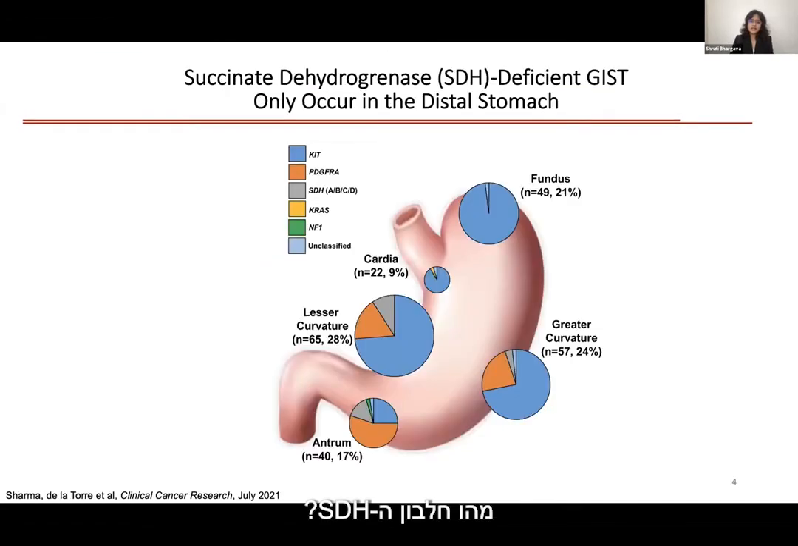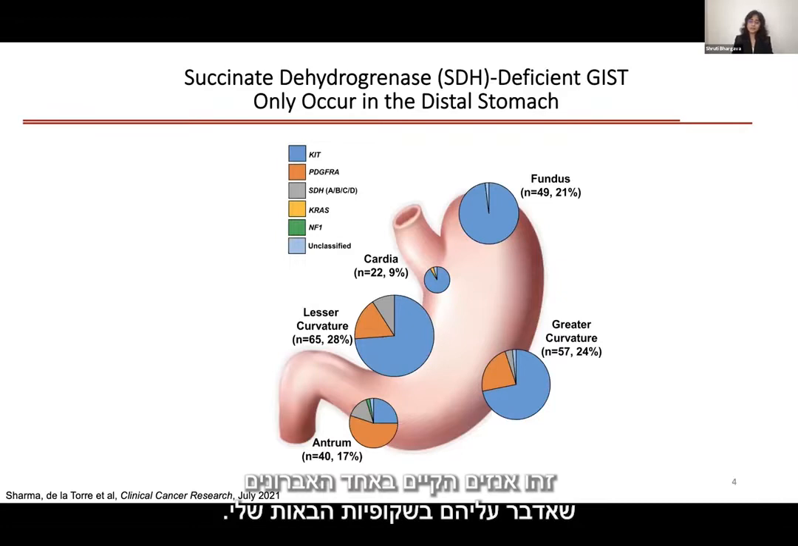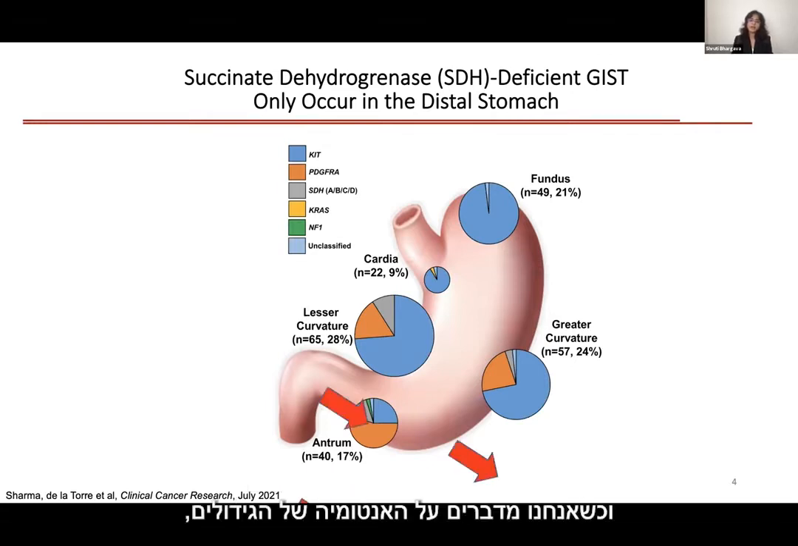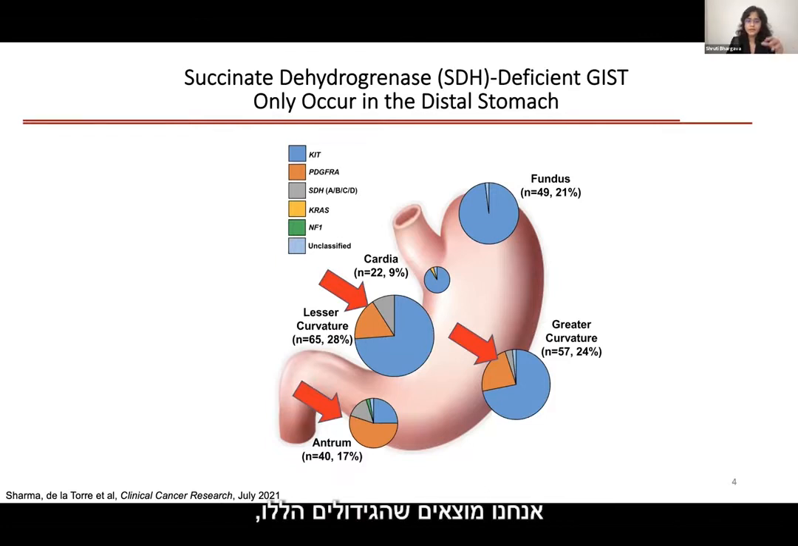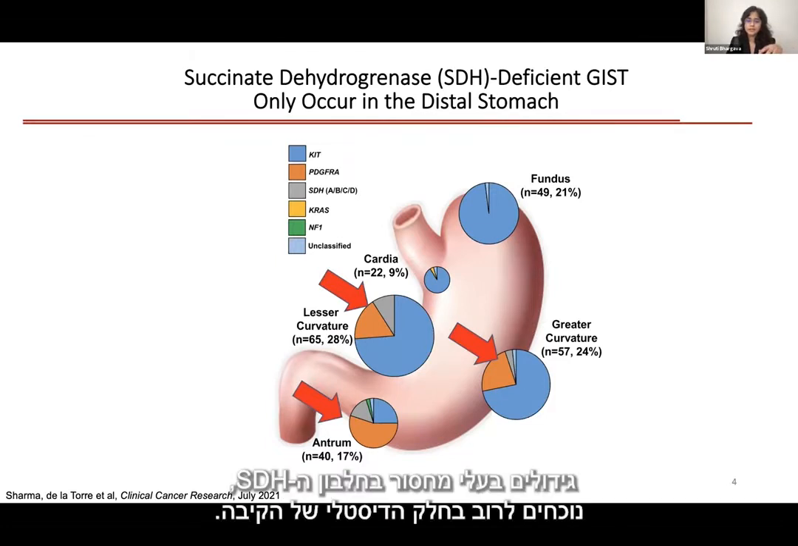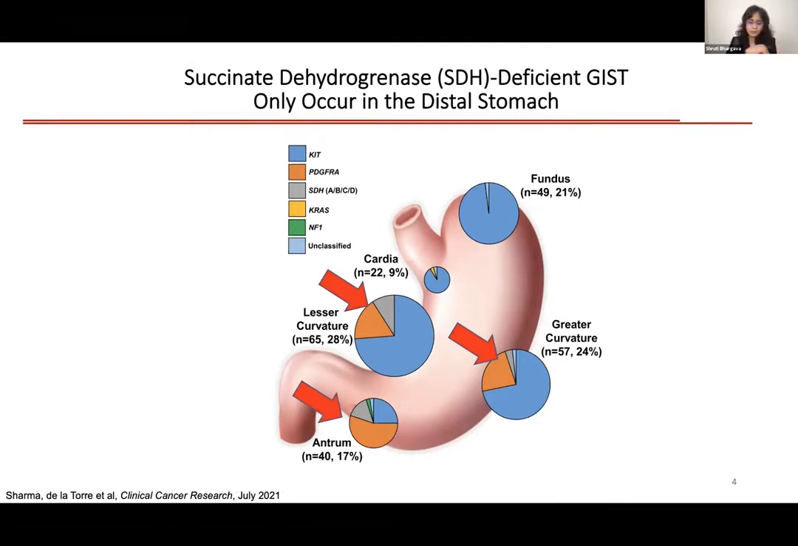Now, what is SDH? SDH is succinate dehydrogenase, and it is an enzyme which is present in one of the organelles, which I'll be talking about in my next few slides. When we look at the anatomy of the tumors, we find that SDH deficient tumors are mostly present at the distal end of the stomach, whereas the other tumors are also present at other sites, like the antrum or the fundus, the beginning of the stomach.